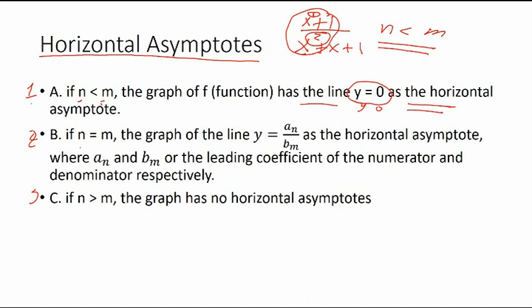Pangalawa, if n is equal to m, then the graph has the line y is equal to a sub n over b sub m as the horizontal asymptote, where a sub n and b sub m are the leading coefficients of the numerator and the denominator respectively. So halimbawa naman, we have 2x plus 5x plus 4 over 3x squared plus 3x plus 2.